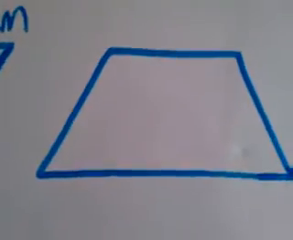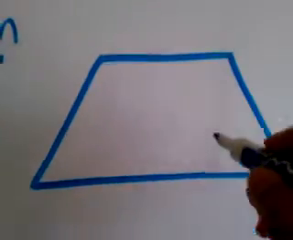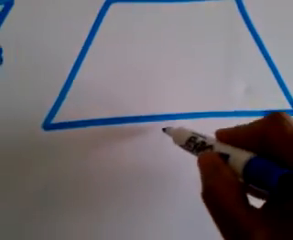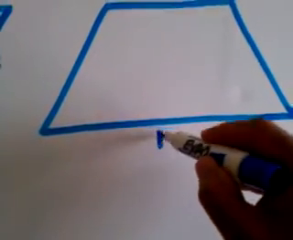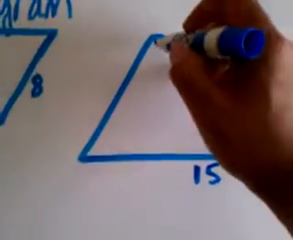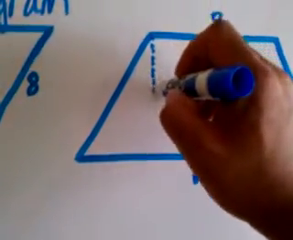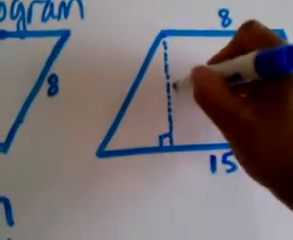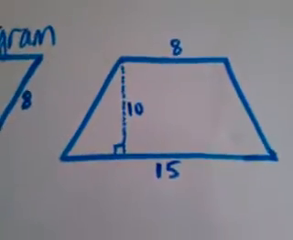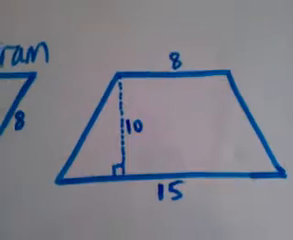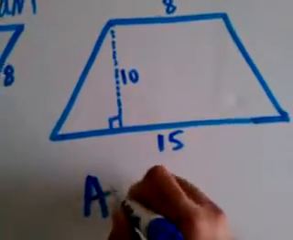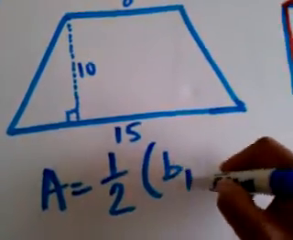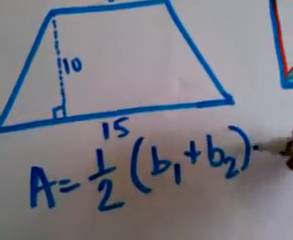Okay, moving on. This shape is actually a trapezoid, and you're going to have two different bases. Let's say this base is 8, and this base is 15. And let's give it a height. And let's just say this height is 10. Who remembers the formula for the area of a trapezoid? Well, the area is going to be 1/2 base 1 plus base 2 times the height.